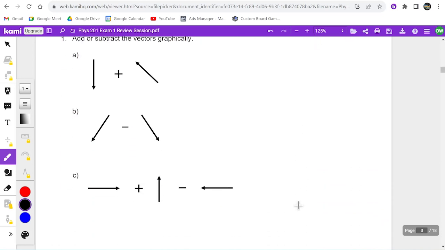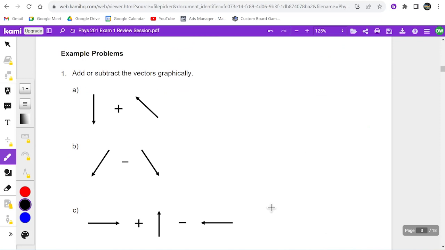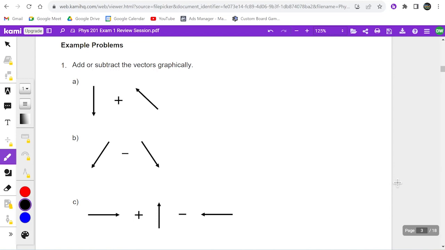So then in the next 3 examples with adding vectors, I want you to do these right now. I'll give you a minute. I want you to try these. And just go ahead. If you don't finish, that's fine.